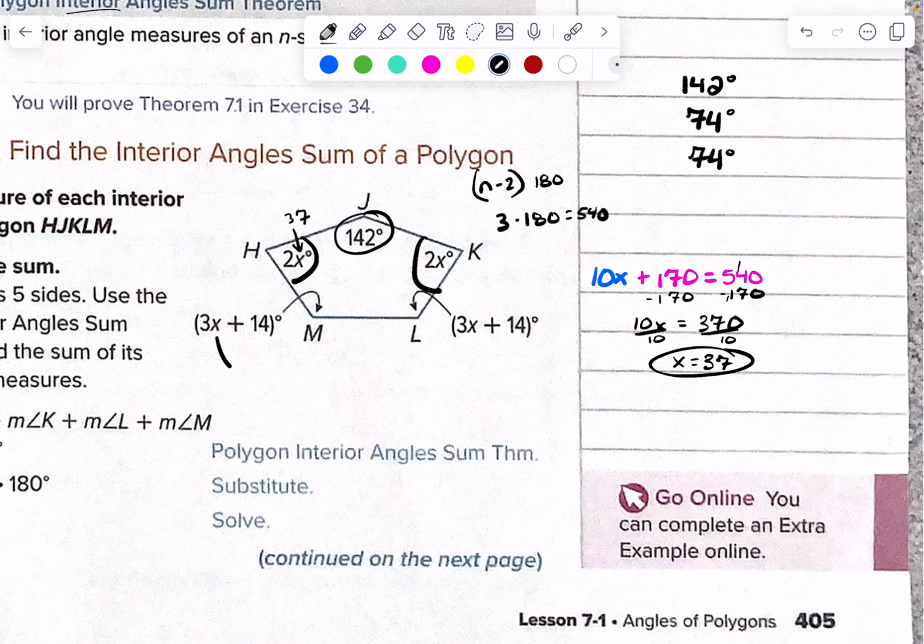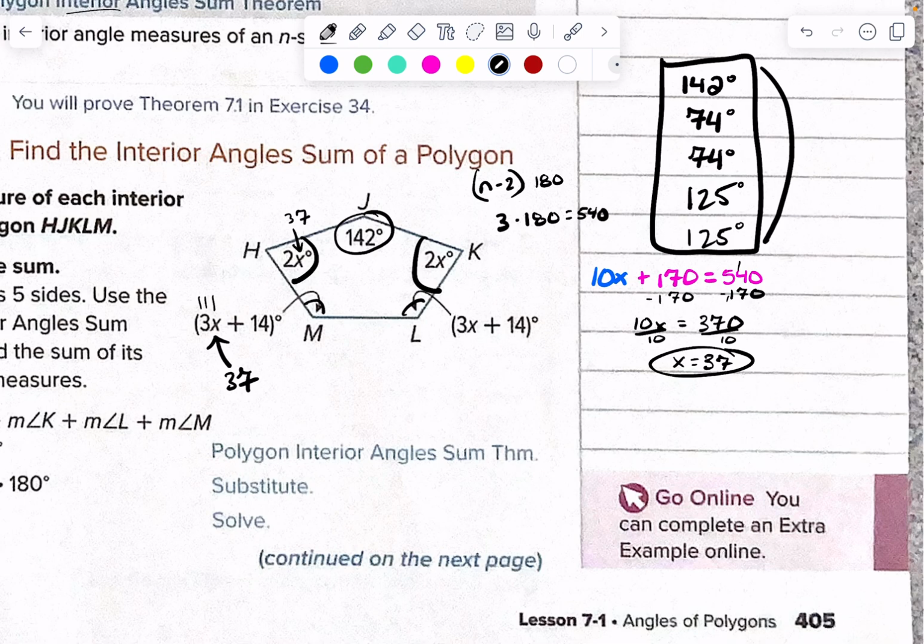And then if I do the bottom, 37 times 3 is 111. Plus 14 is 125, I think, is my bottom angle. 125 and 125. Okay, now those are all my angles. I've answered the question. This is my final answer.